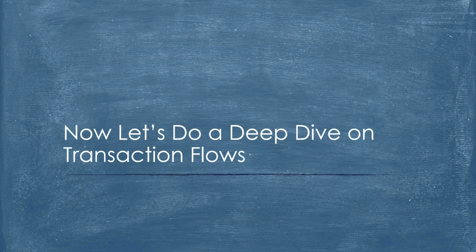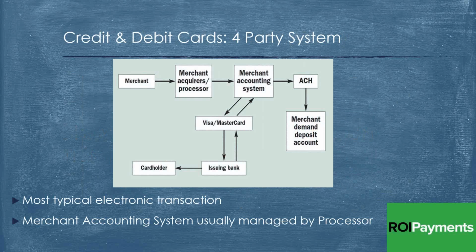So now let's go into a deep dive of the various types of transaction flows. Now what you see here is a typical four-party system. About 87% of U.S. transactions flow through this system, and we'll get a little animation here. The four parties involved in a four-party system are the merchant's acquirer, the acquiring bank, the cardholder, and the issuing bank. And a typical authorization goes from the merchant.